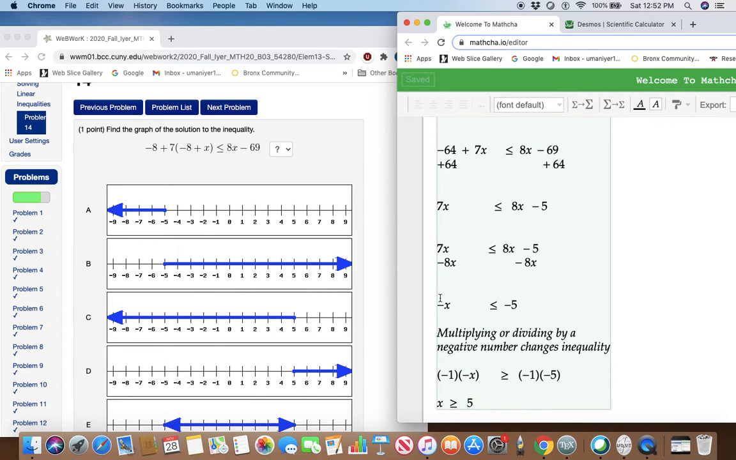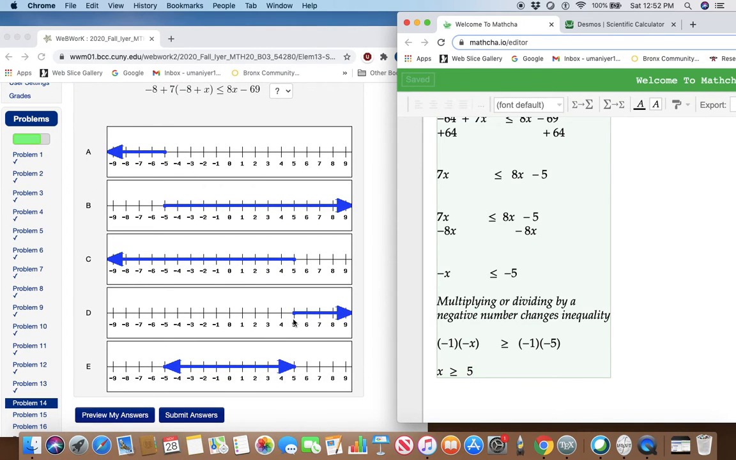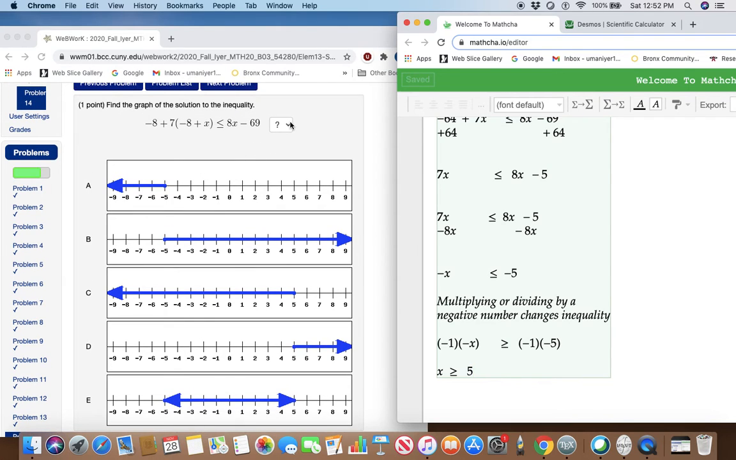Notice, this minus x is nothing but negative 1x. So I want to be multiplying by negative 1, although multiplying or dividing by a negative number changes the inequality. So this less than or equal to becomes greater than or equal to. Multiply by negative 1 on both sides. That gets us positive x greater than or equal to positive 5. That's your solution. So x greater than or equal to 5. That means I'm going to be 5 or more. 5 or more. D is my answer.